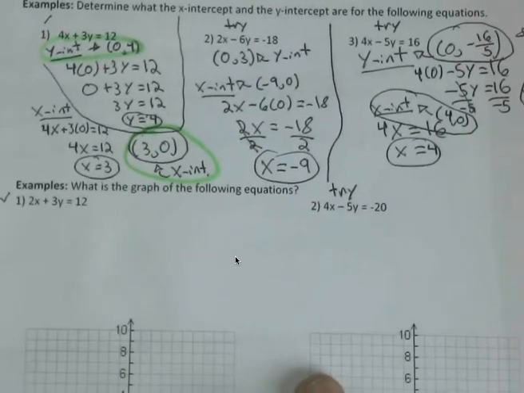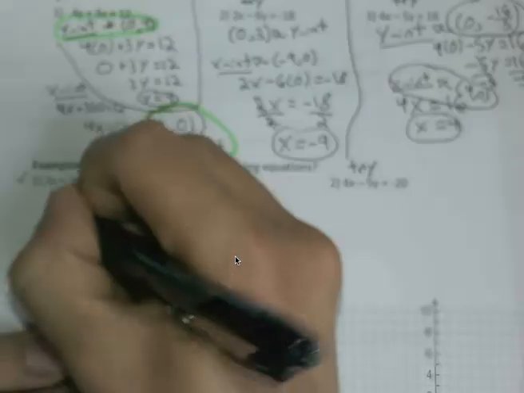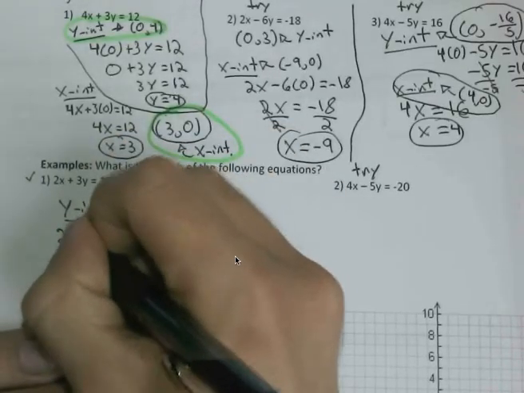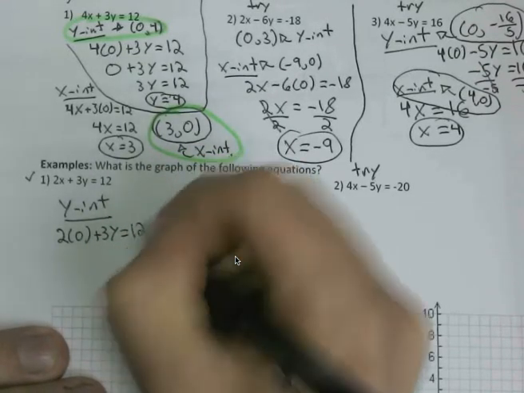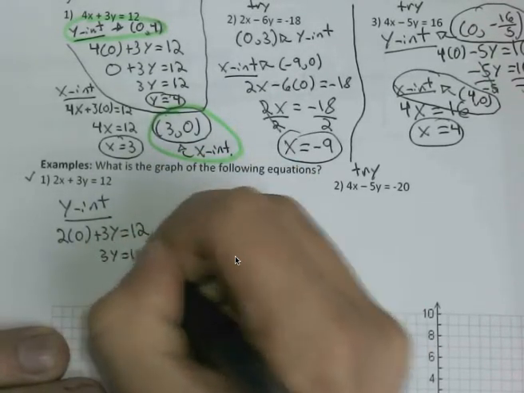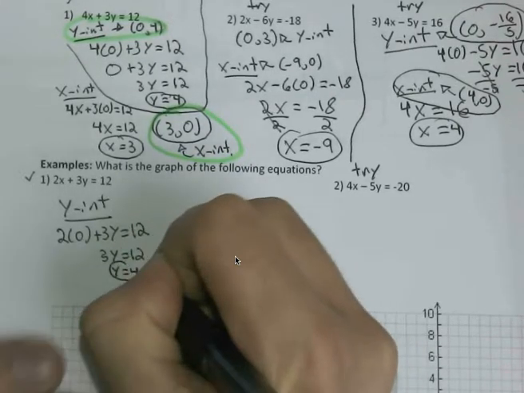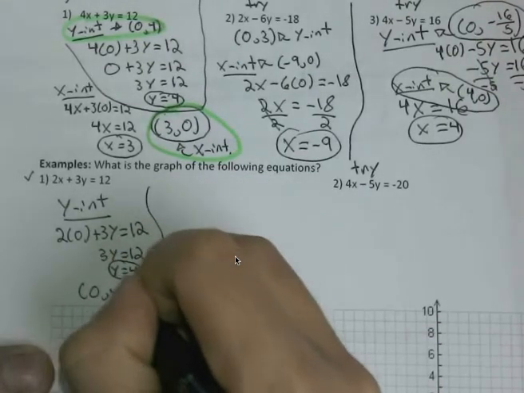Now let's graph these out. So the same kind of song and dance that we've been doing for the y-intercepts. Let's plug in when x is 0. This leaves us with 3y equals 12. So y is going to be 4. So this is going to say that our y-intercept is going to be (0, 4).